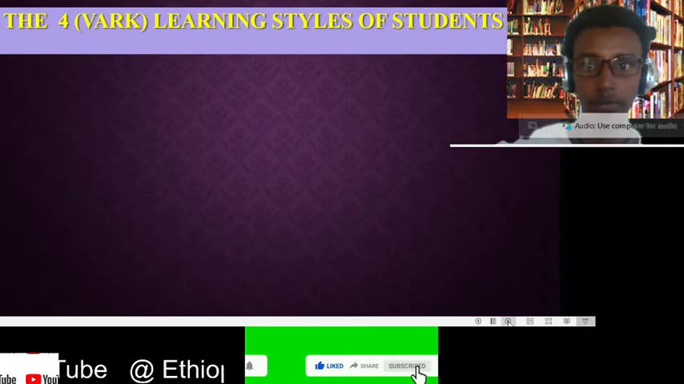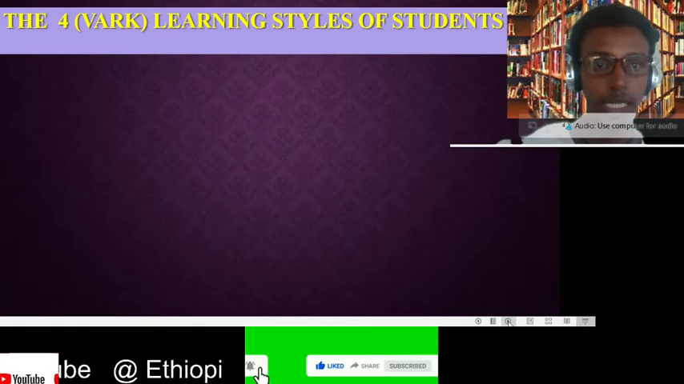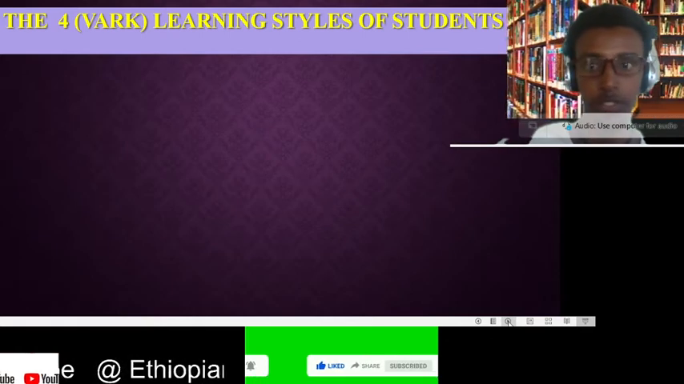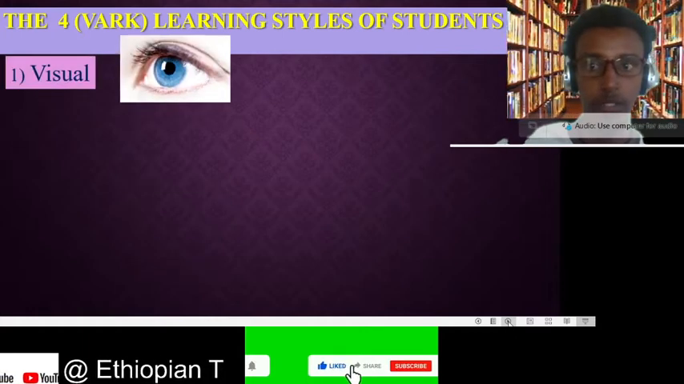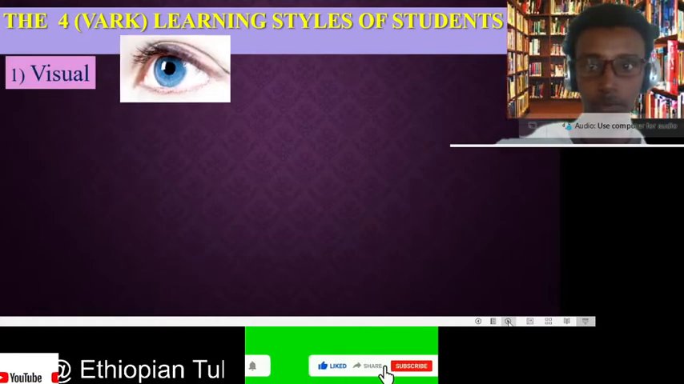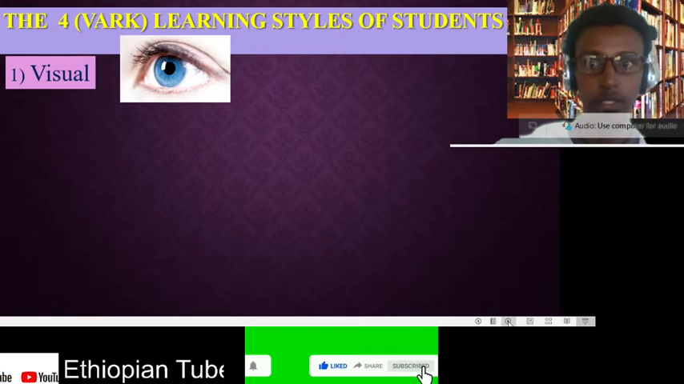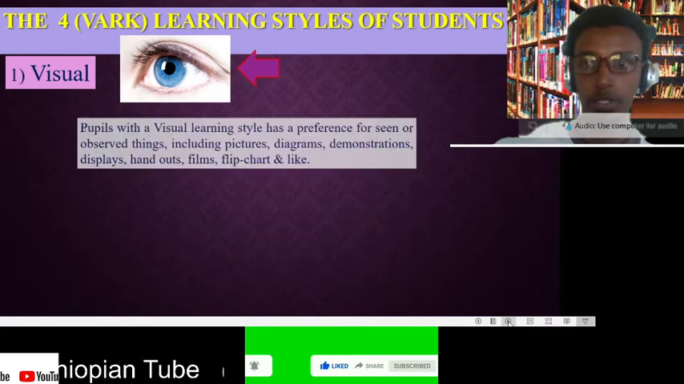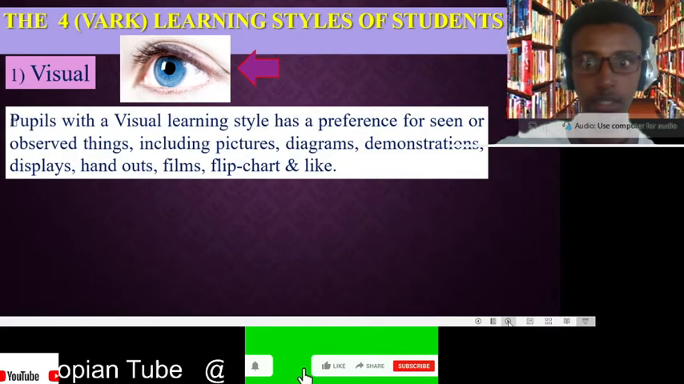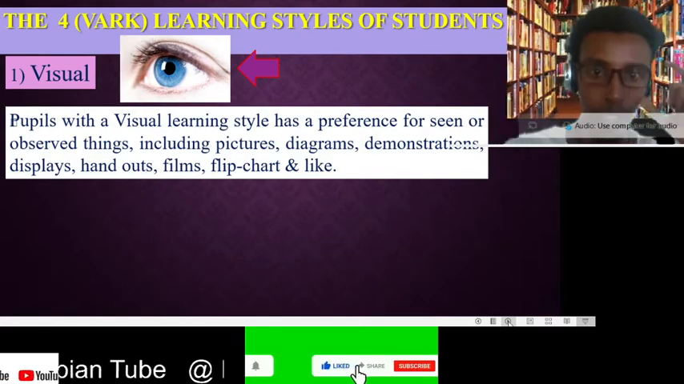We have 4 learning styles of students that are called VARK learners. The abbreviation VARK stands for visual, auditory, reading or writing, and kinesthetic learners. So the visual learners are symbolized by our naked eye.